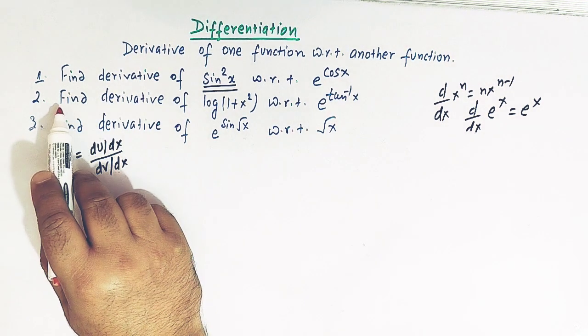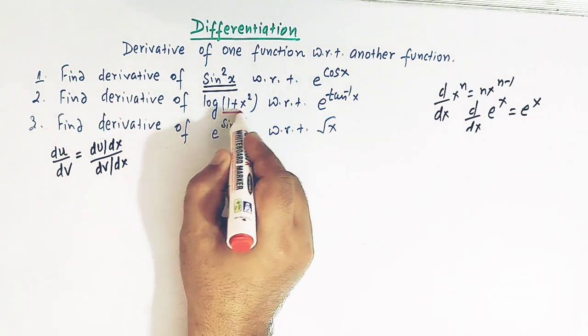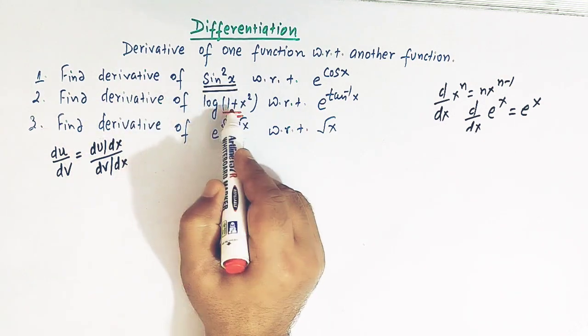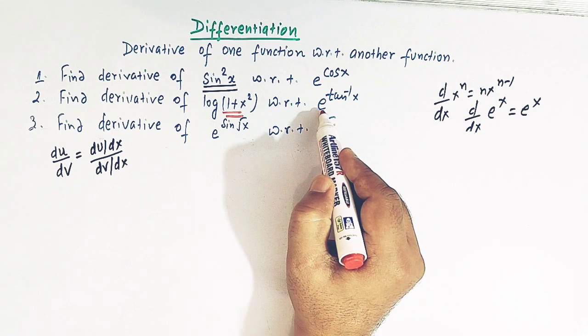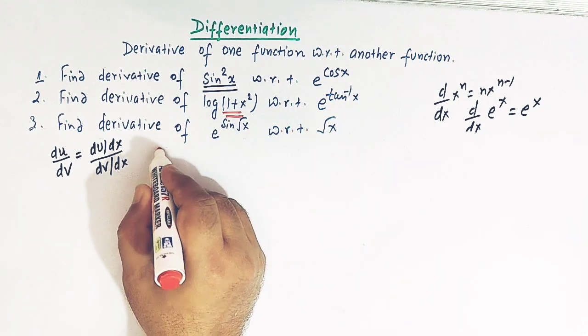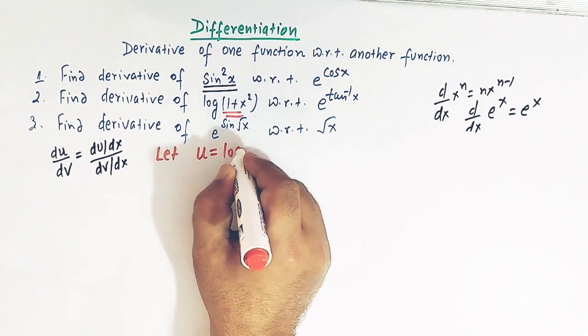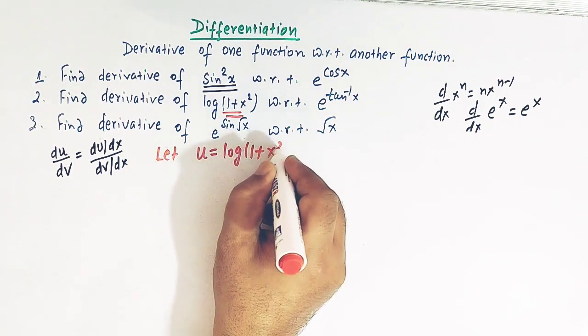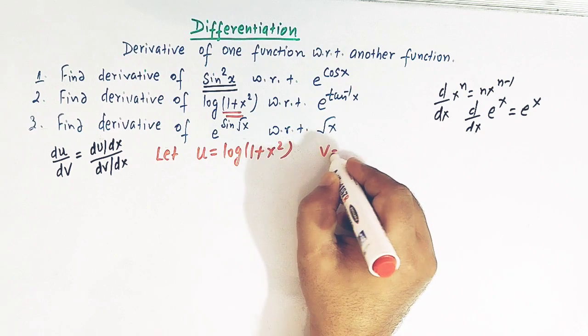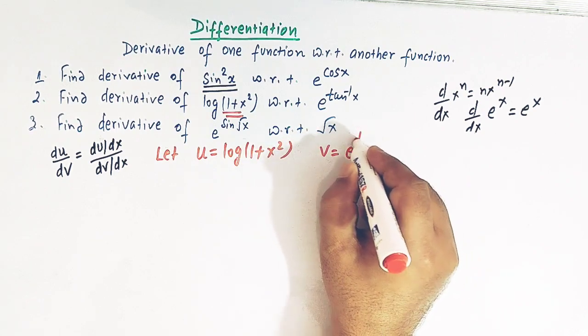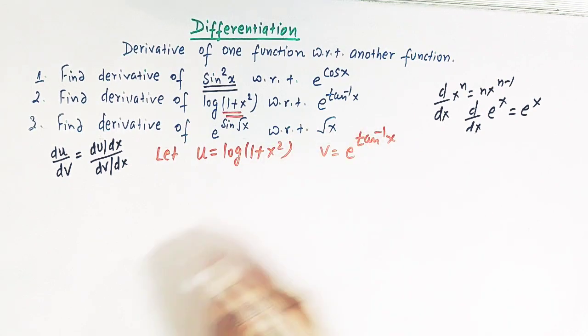Now let us take this second problem. Here we have to find the derivative of log(1 + x²) with respect to e^(tan⁻¹x). So let us take u equal to log of 1 + x², and v as e^(tan⁻¹x).